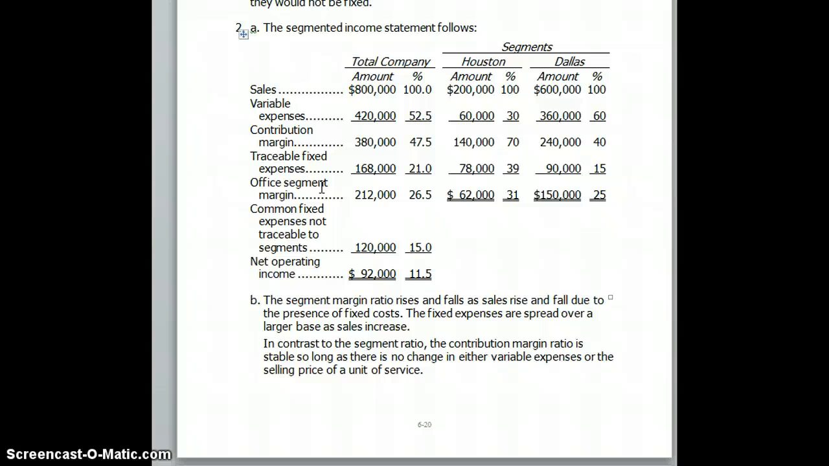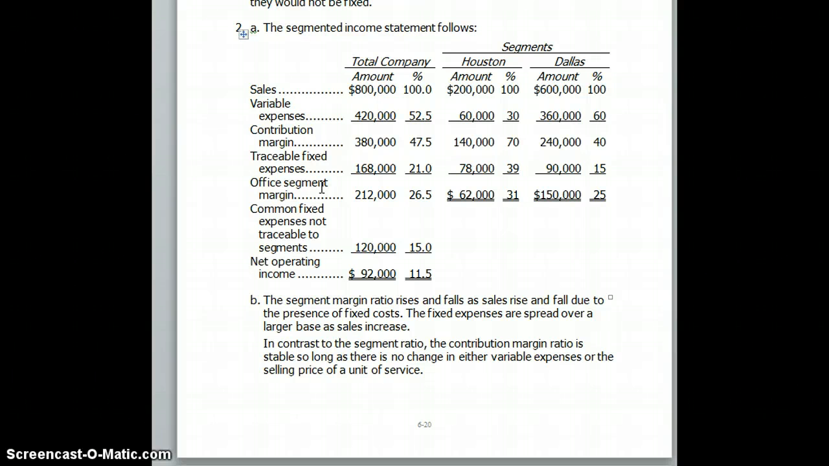Part B of this number 2 said, observing the income statement you've prepared, the contribution margin ratio for Houston has remained unchanged at 70%. But the segment margin ratio has changed. If you notice, it's gone up to 31%. As originally stated in the book on page 260, it was 18%. And they want us to explain the change in the segment margin ratio.